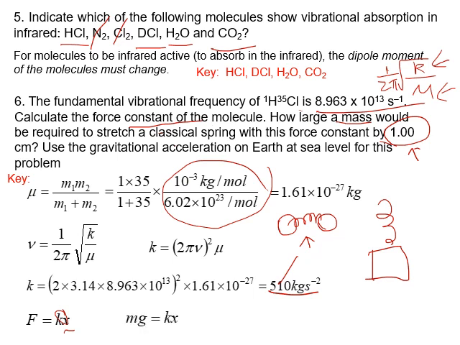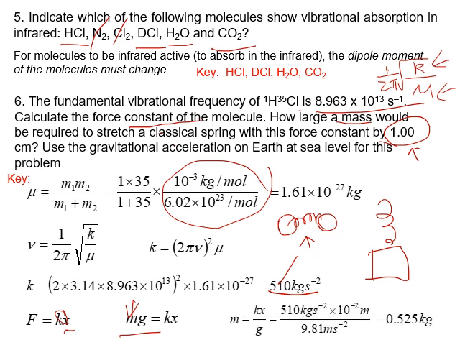Now force is mass times gravity, so that's the weight, all right, and therefore we can calculate the mass. So mass is 0.5 kilogram. So imagine the bond, so tiny, all right. In order to stretch 1 centimeter, you need 0.5 kilogram of mass.